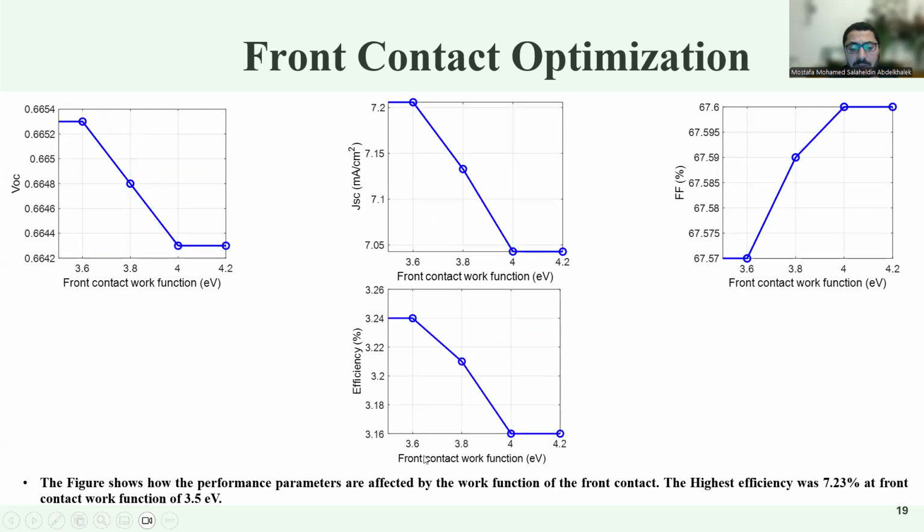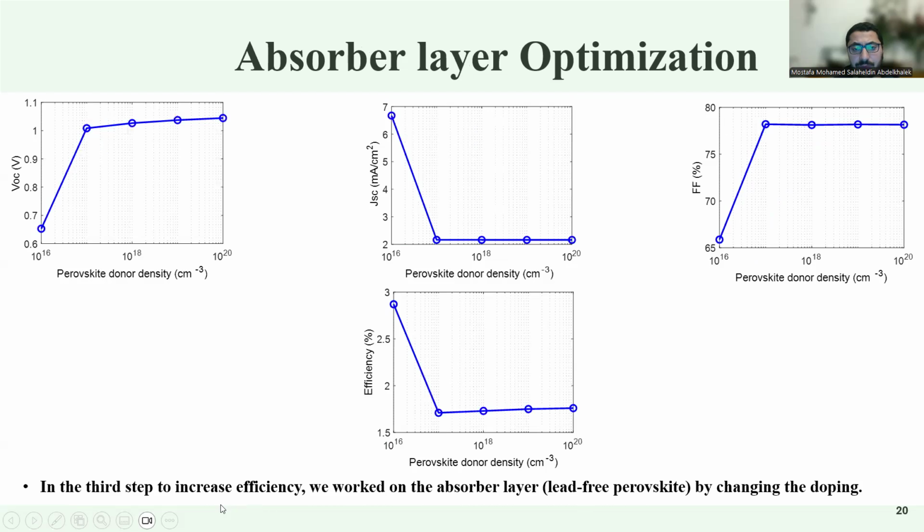For the front contact, the front contact work function is changed from 3.5 to 4.2. The highest efficiency was 3.23 at 3.5 electron volt.